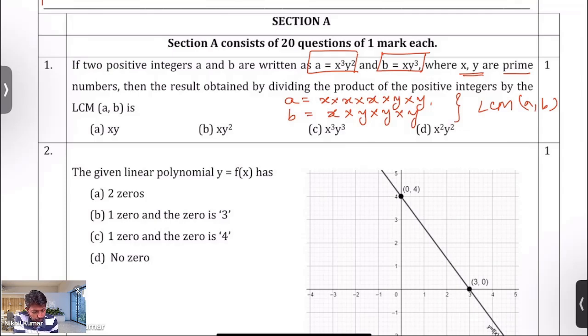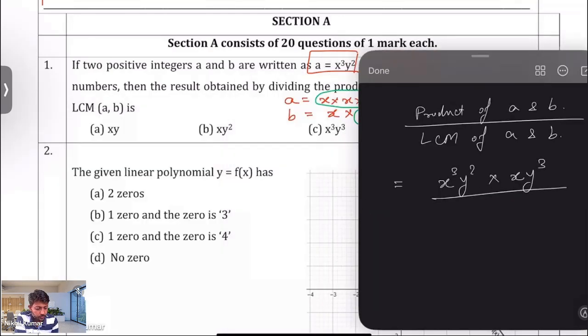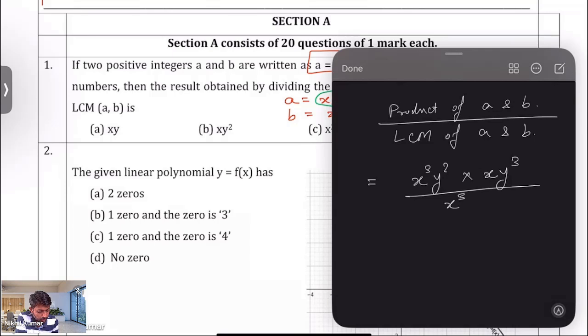So x has the power 3. So LCM is going to be x cube, and for y, the maximum power is 3 again, so y cube. This is going to be our LCM. Okay, let's write it down here. LCM is x cube y cube. Let's solve this quickly. We're going to cancel x cube and x cube. Then we have y cube and y cube getting cancelled. We have y square x as our answer.